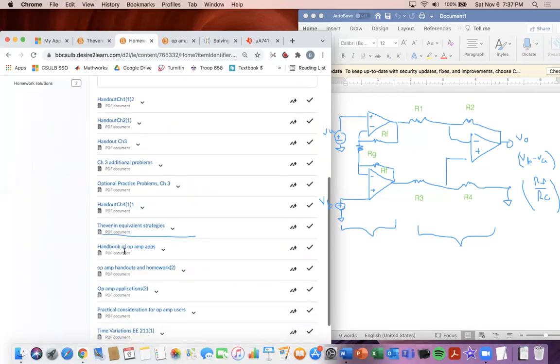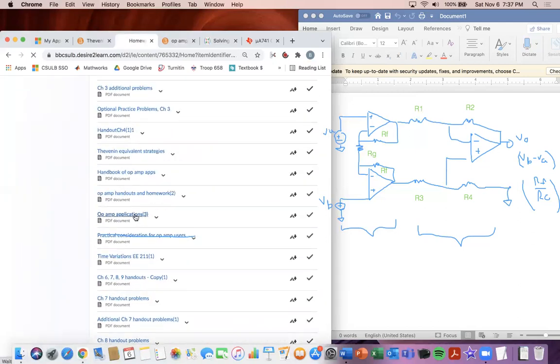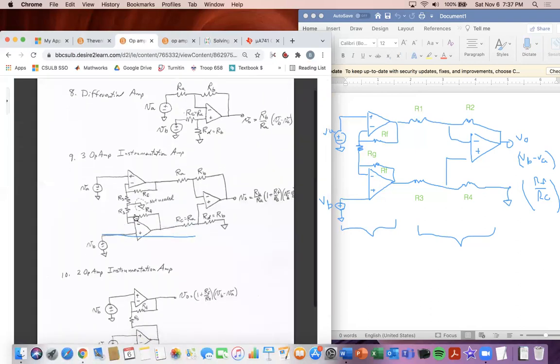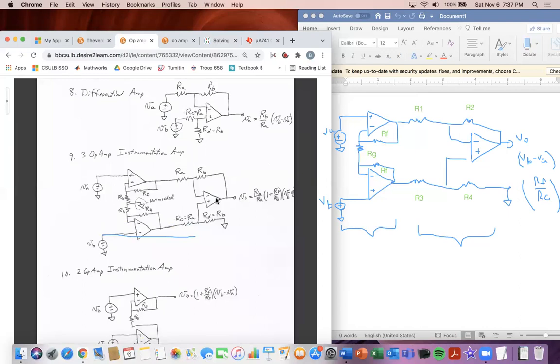For the handout, he had one posted here, so just get familiar with it. He put the 3-op instrumentation amplifier here, so you can see this equation. It's the voltage difference here. So that's what should happen is it should only be doing the voltage difference, none of the common mode. And then he did RF over RG here.